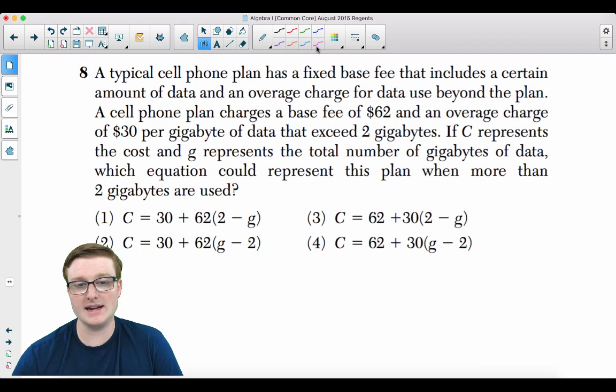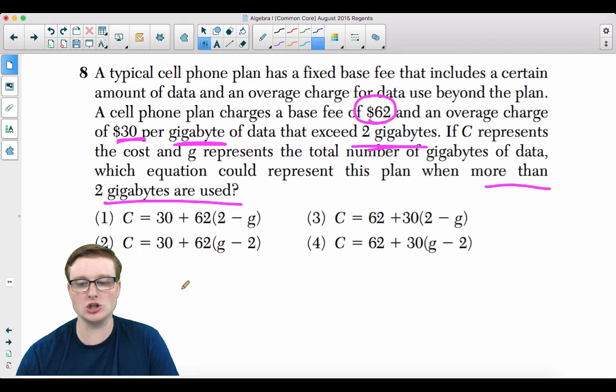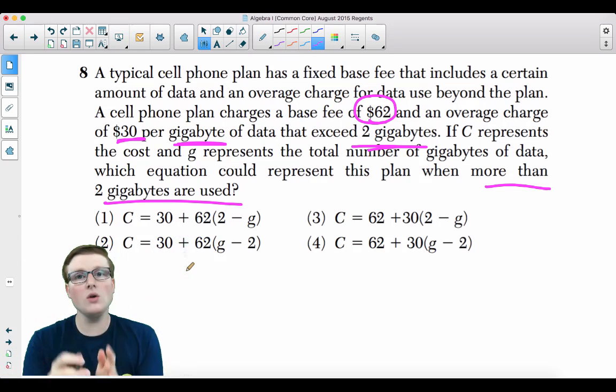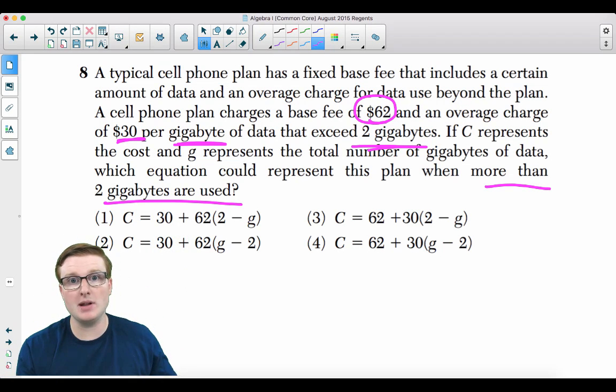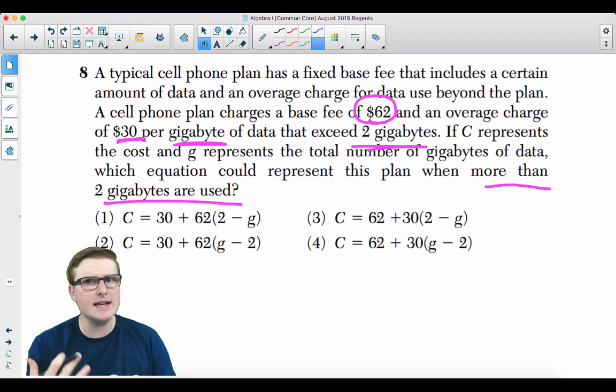Number 8. A typical cell phone plan has a fixed base fee that includes a certain amount of data and an overage charge for data used beyond the plan. A cell phone plan charges a base fee of $62 and an overage charge of $30 per gigabyte of data that exceeds 2. If C represents the cost and G represents the total number of gigabytes of data, which equation could be used to represent this plan when more than 2 gigabytes are used? Okay. All this means is that the original plan, they actually give you 2 gigabytes to use.